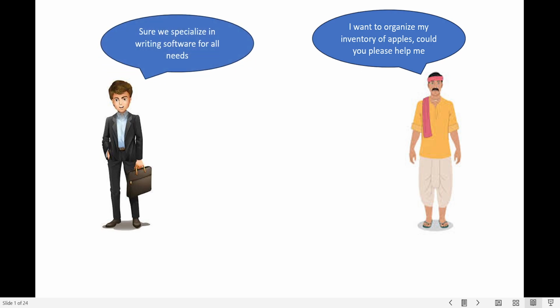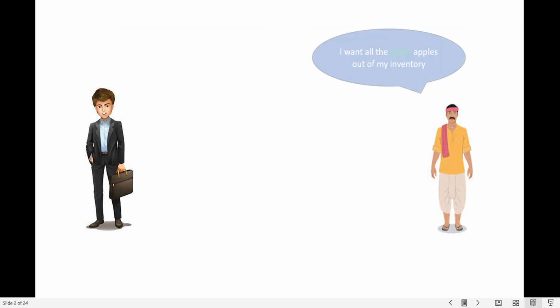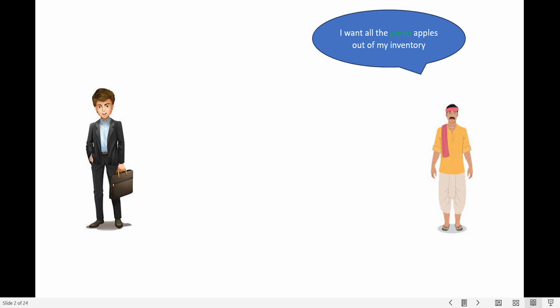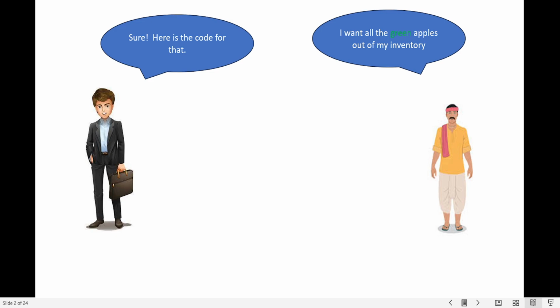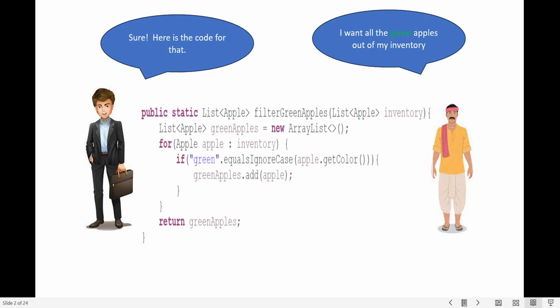So the software manager says, sure, we specialize in writing software of all needs. The client says, I want all the green apples out of my inventory. That means he wants to filter. He has an inventory of apples and he wants to filter green apples. So it was very easy for our developer to write that code. So he has given that code to him.